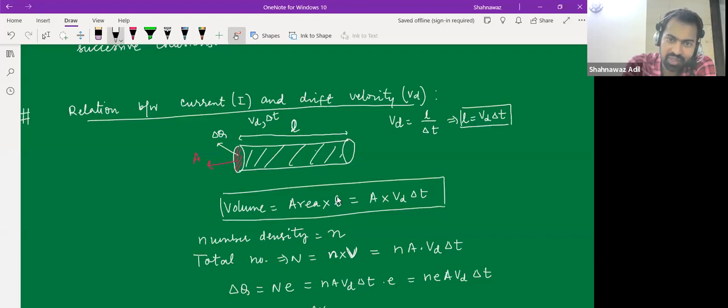And this length we have calculated. So this is speed into time, right? So this is v_d into delta T. So the volume is A v_d delta T. Is this part clear, Ajay? Yes.